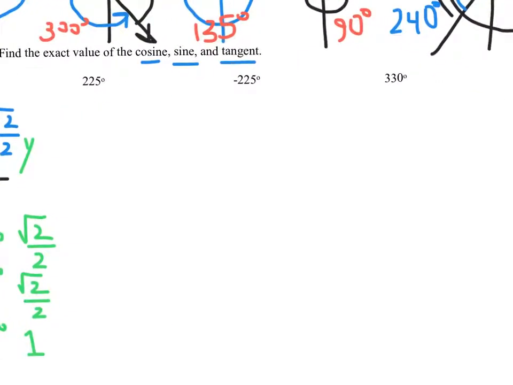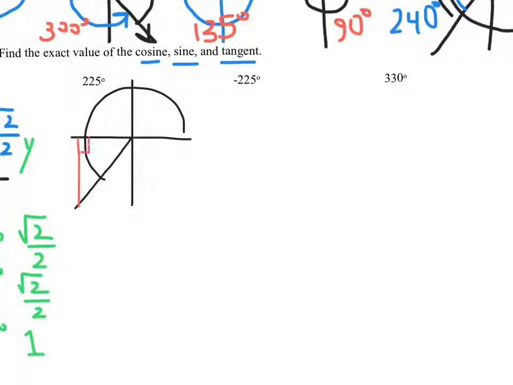Okay, I'm going to do 225. So I'm going to draw a 225 degree angle. So it's going to be right here. And that is going to be a 45, 45, 90 again. So I'm going to label this as root 2 over 2 this distance, and this is root 2 over 2, the distance. So if you're looking at the cosine, the actual coordinate right here, the x coordinate is going to be negative. So the cosine of 225 degrees is negative root 2 over 2.